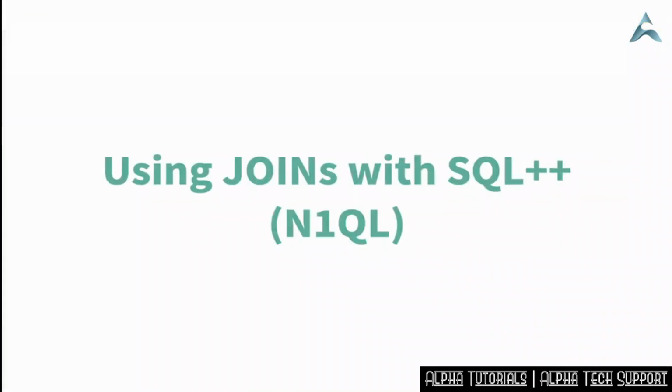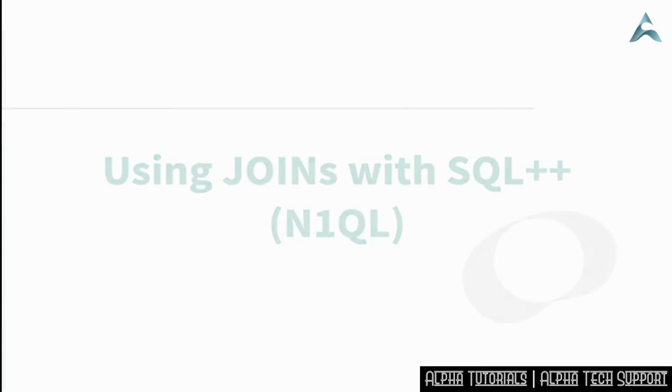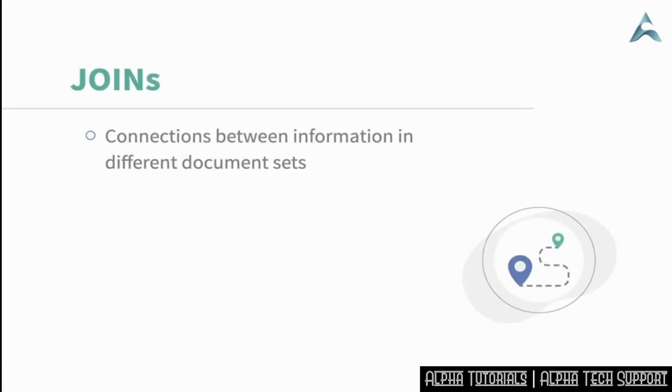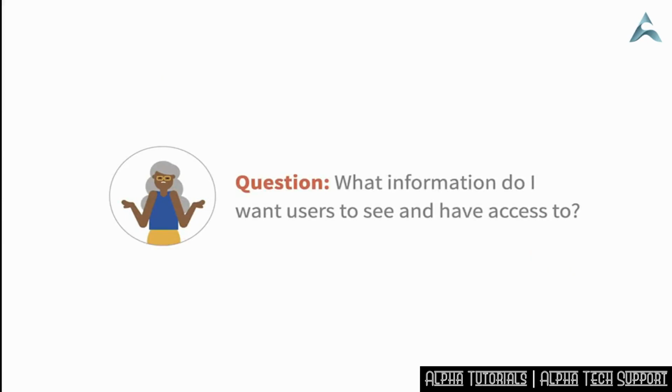Setting joins is one clear way to enhance querying. Joins are connections between information in different document sets. They can increase efficiency and make querying more effective. The best strategy when writing effective joins is to let the end result guide the journey. Before completing a join, stop and ask, what information do I want users to see or access?